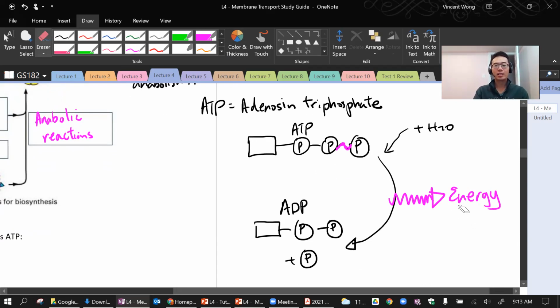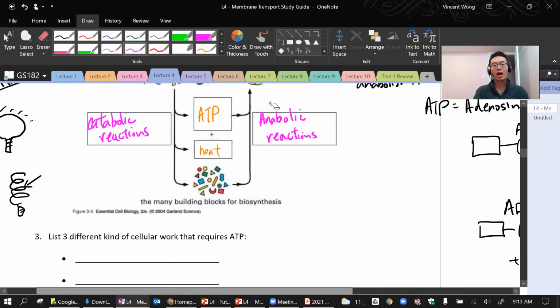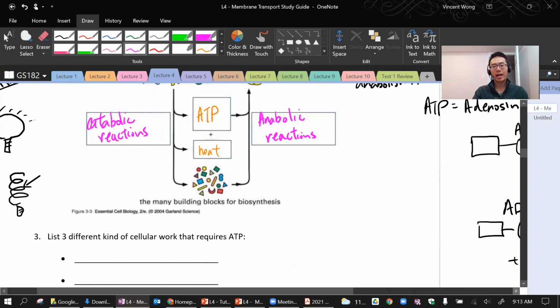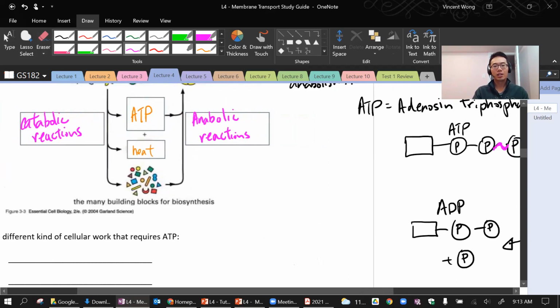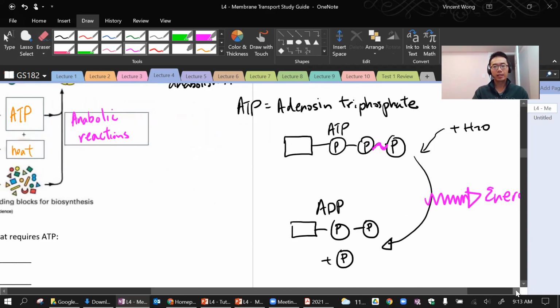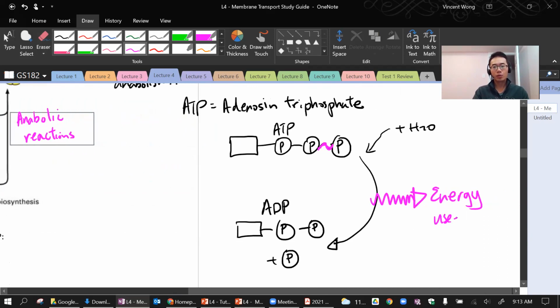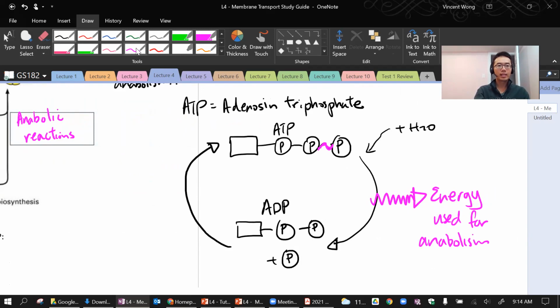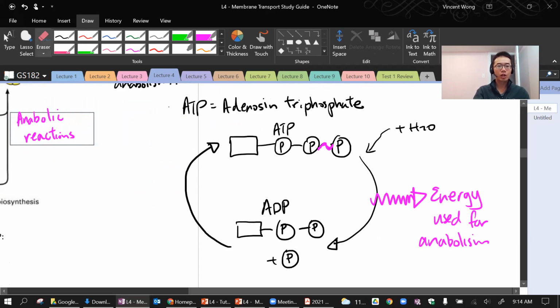And that energy is used for various things, one of which is to drive the anabolic reactions. So let me write here, energy used for anabolism and other things. And then what do we do with the ADP and the P? Well, we have to recharge it. So we need to supply energy to recharge this thing.